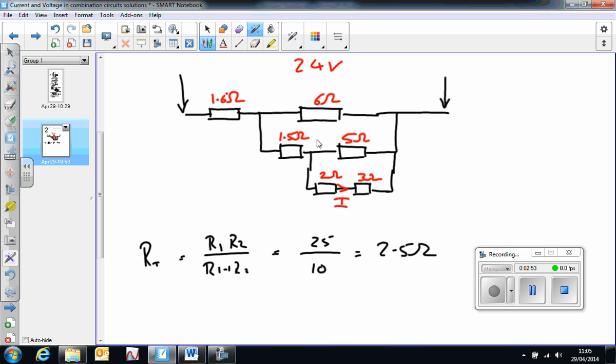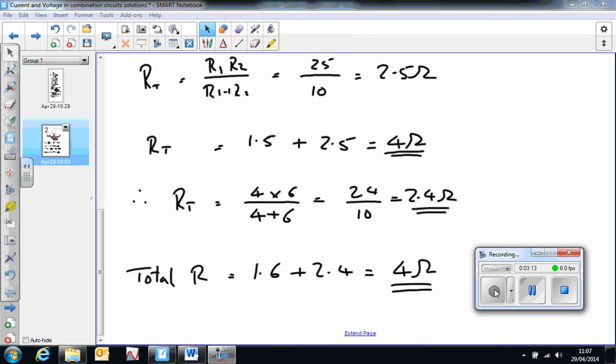Now I'm going to add this resistance, 2.5 ohms, to that, and then work out what that in parallel with the 6 ohm resistor turns out to be. And then from there add that in series, so then I've got the total resistance, and I can find the total current. So again, pause and see if you can carry on.